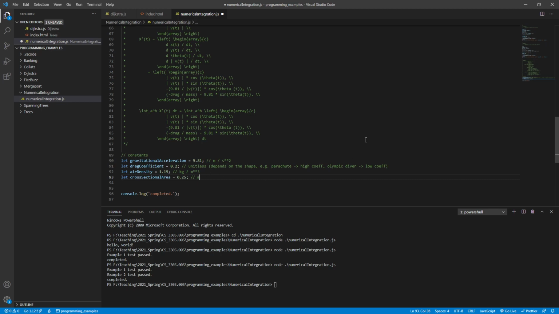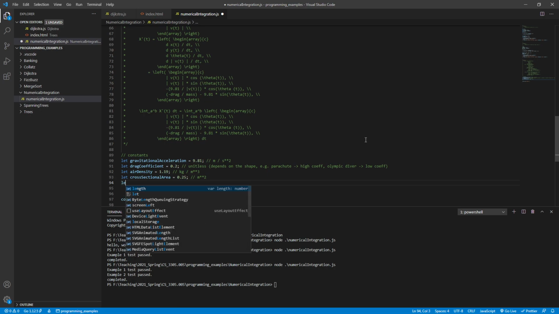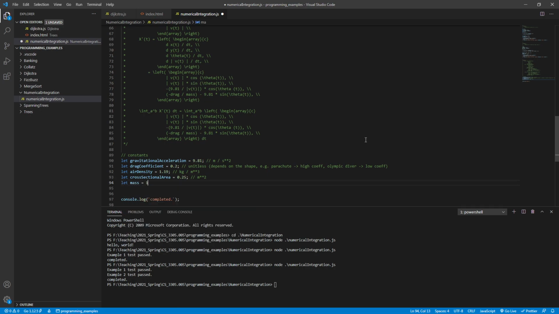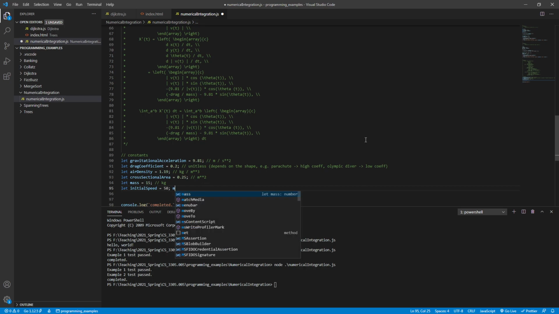Okay, and then the cross-sectional area, well, it's area, so it's in meters squared. So what is actually exposed to the air, all of this dense air that is passing through. And then the mass itself, which we're going to estimate to be 15 kilograms. And then the initial speed, which we'll designate in meters per second.